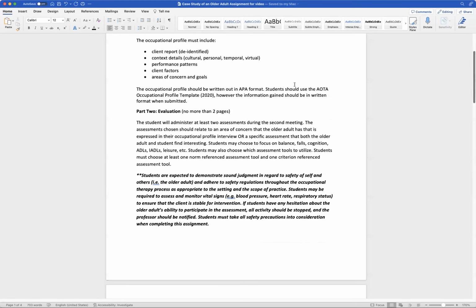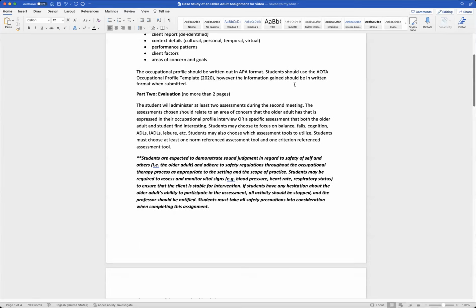The occupational profile should be written out in APA format. You can use the AOTA occupational profile template. However, the information gained should be in written format when submitted. So you're not submitting that actual template.